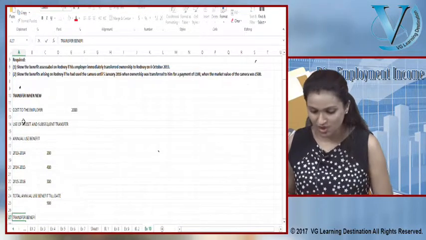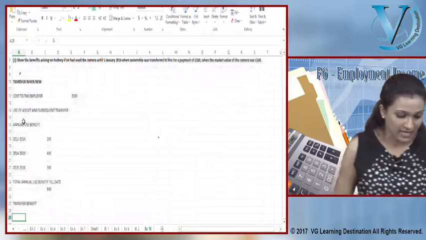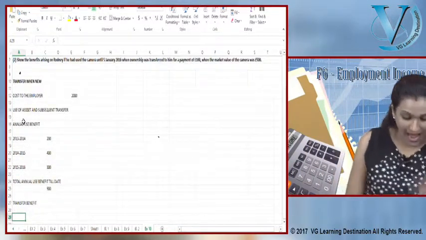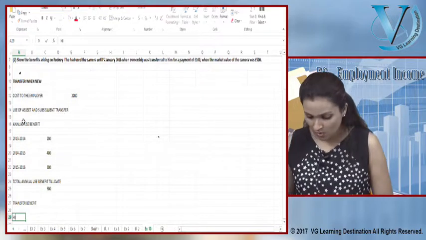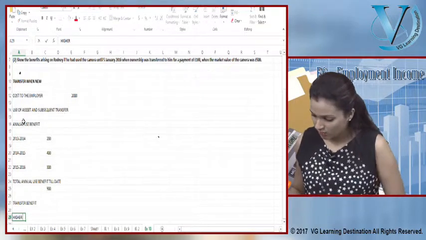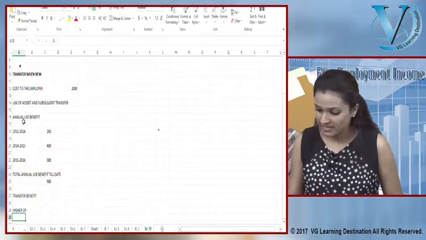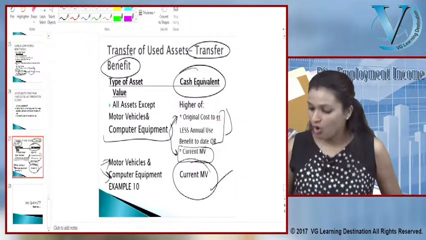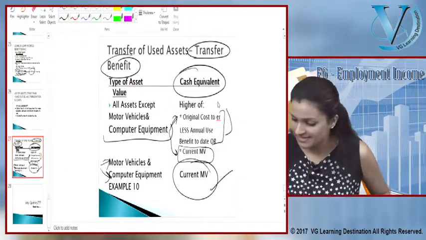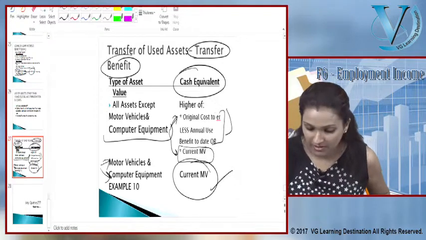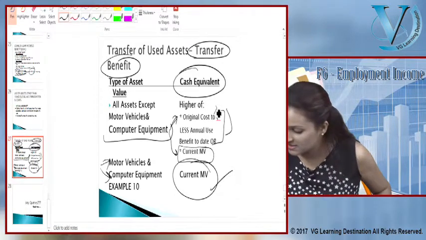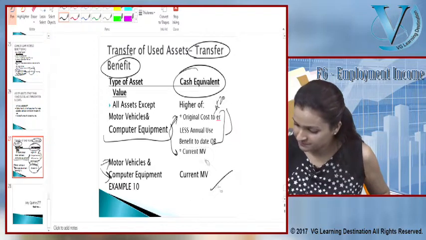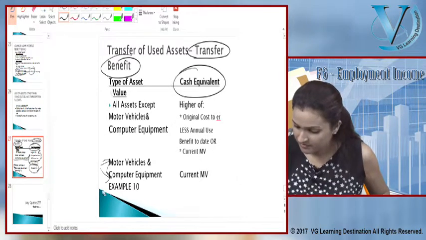Now what is this transfer benefit? You're going to use the higher of the two figures. What is the higher of? What does the rule say? Let's quickly get back to the rules. The higher of the original cost to the employer, in this case, was how much? Let me grab my pen. In this case, this was, let me just erase it. Right.